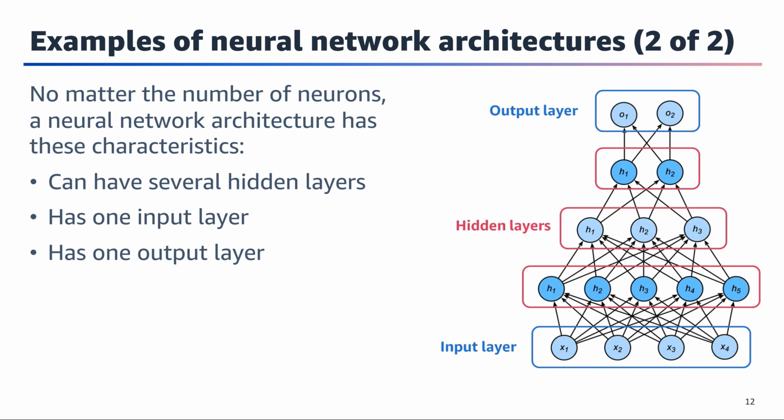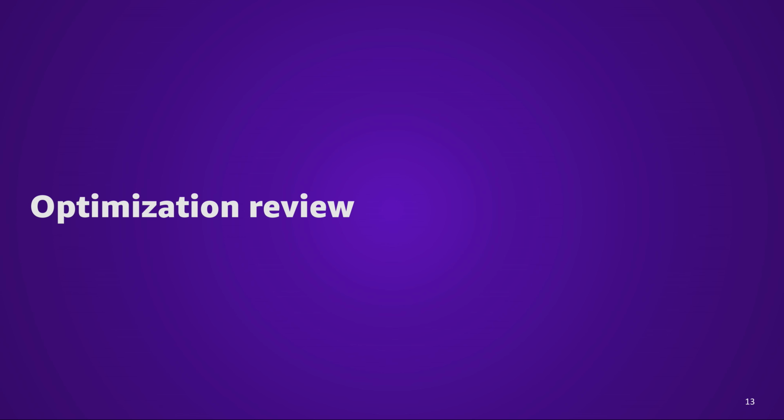No matter the number of neurons, a neural network architecture has the following characteristics. It can have several hidden layers, and it has 1 input and 1 output layer. Let's continue with a review of optimization.